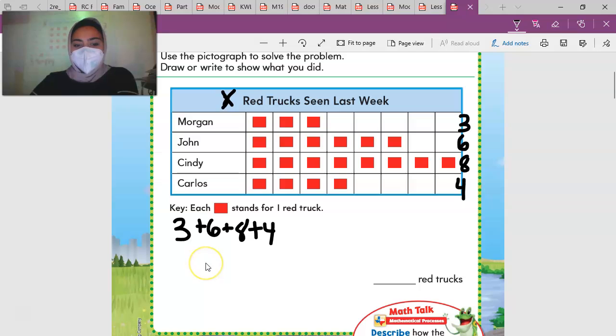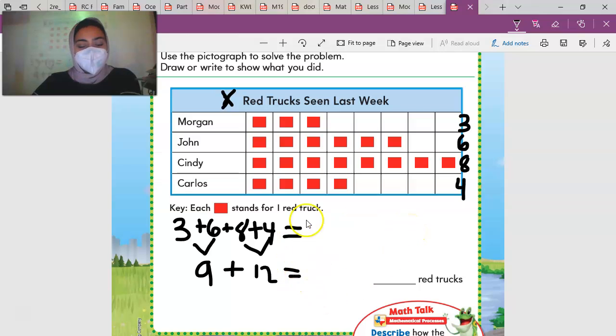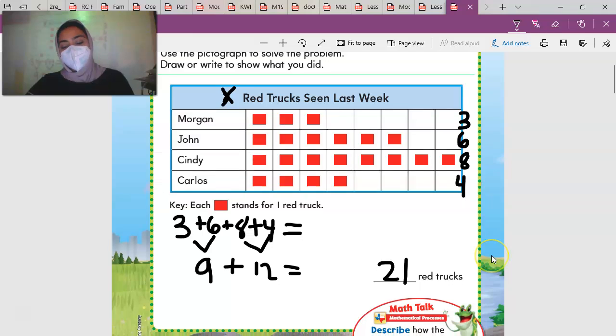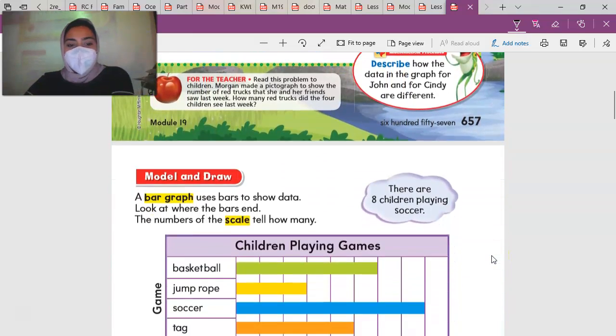Okay, so 3 plus 6 plus 8 plus 4 equals what, class? If I add 3 plus 6, that's 9. And if I add 8 plus 4, that's 12. And then if I add 9 plus 12, let's see, 12 plus, okay, very good, 21. So the answer is 21 red trucks. Good job. All right, moving on.